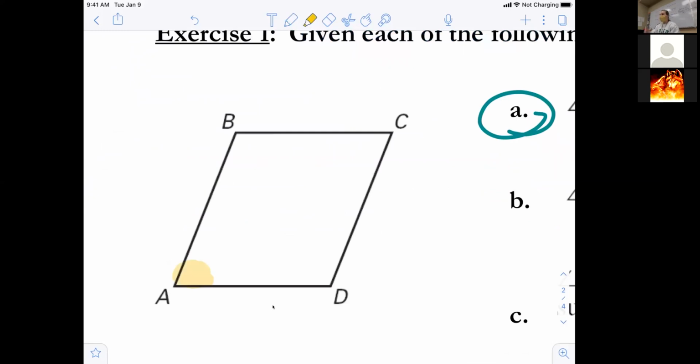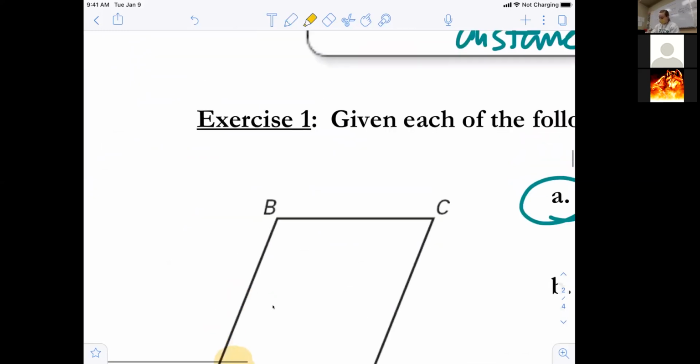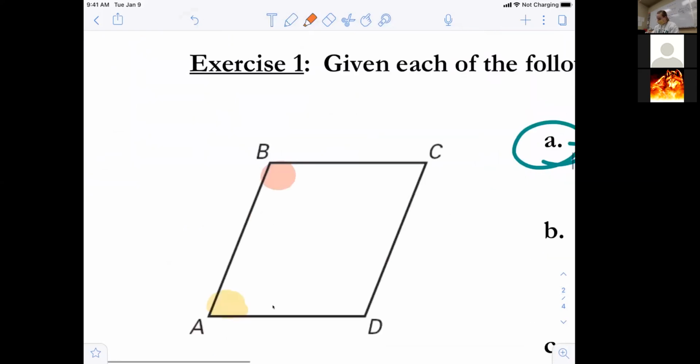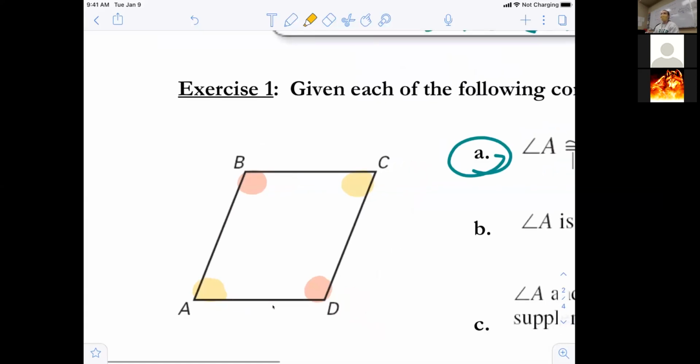I want you to give me a thumbs up if it's yes, a thumbs down if it's no. Angle A and C are congruent, and angle B and D are congruent. That is the only information I have. Yes or no? I've got 13 yeses. Very good. Why is it yes? Who can tell me? Let's do Gavin. Can you tell me why this one's yes?